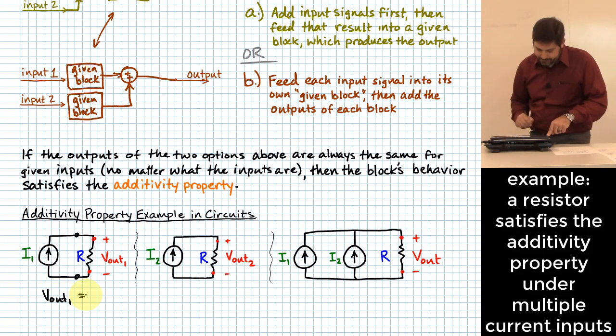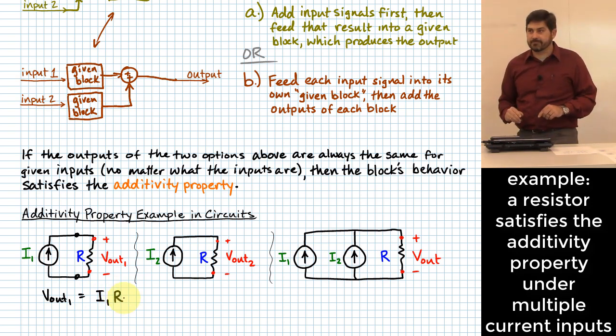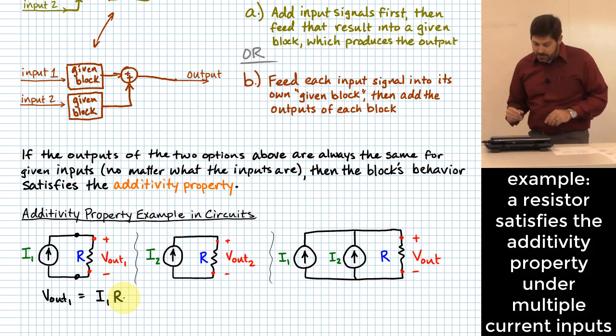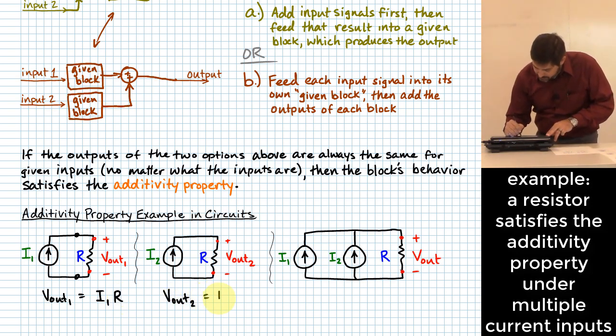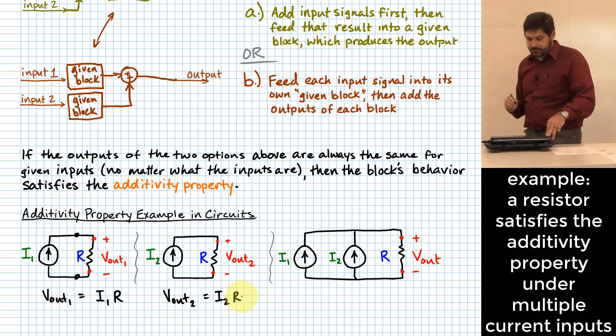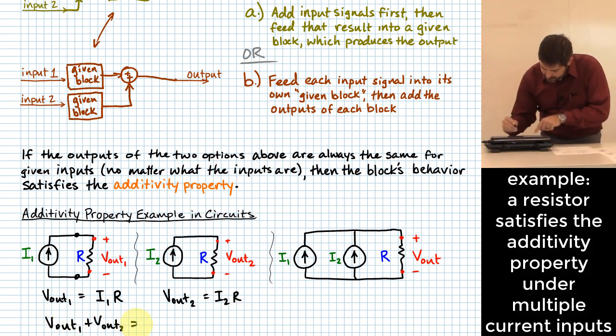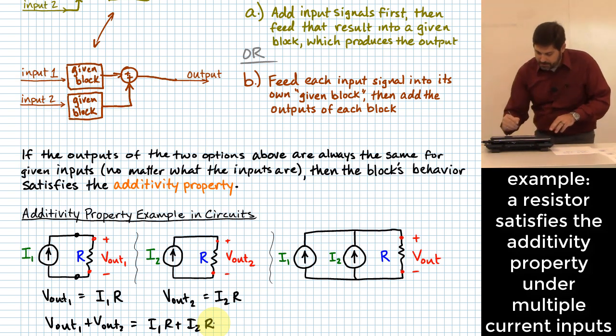What is it going to be? I1R. Easy. Let's say I then take a second input and call it I2. What's V out 2 going to be? It'll be equal to I2 times R. What is the sum of those two outputs? This is just going to be equal to I1R plus I2R. Or if I want to, I can factor out the R and do what?